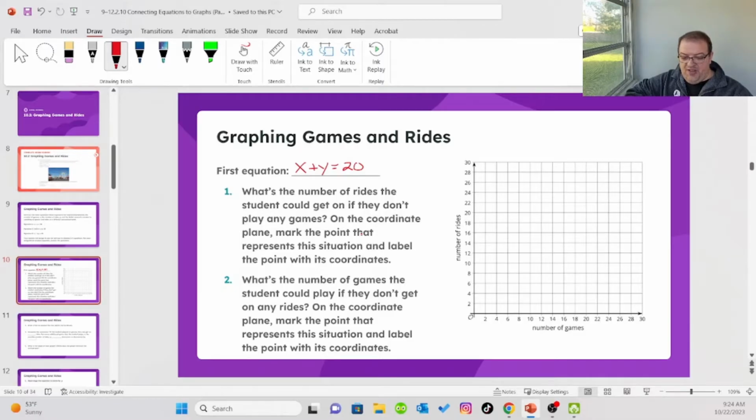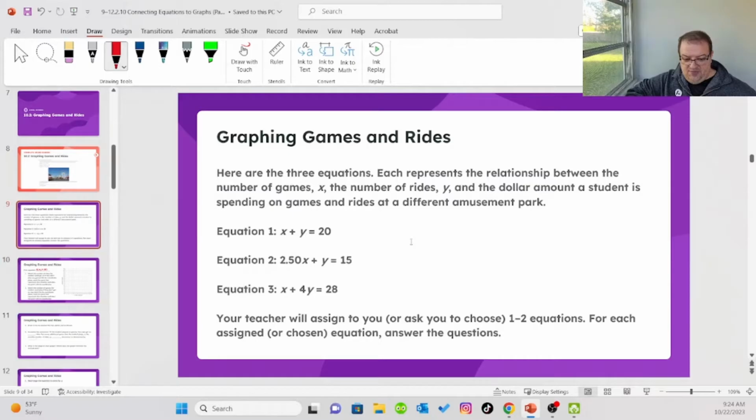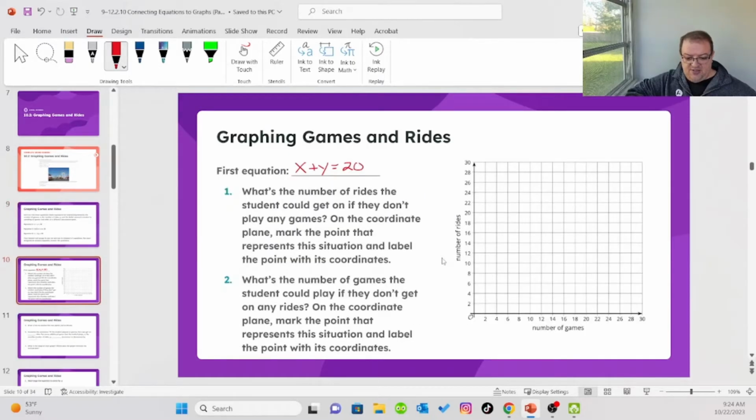So, if they don't play any games, and we look back and we see that games is x, then we would have 0 plus y equals 20, which means that y equals 20. So if we have 0 games, we have 20 rides, and we can put a point right here on the graph.